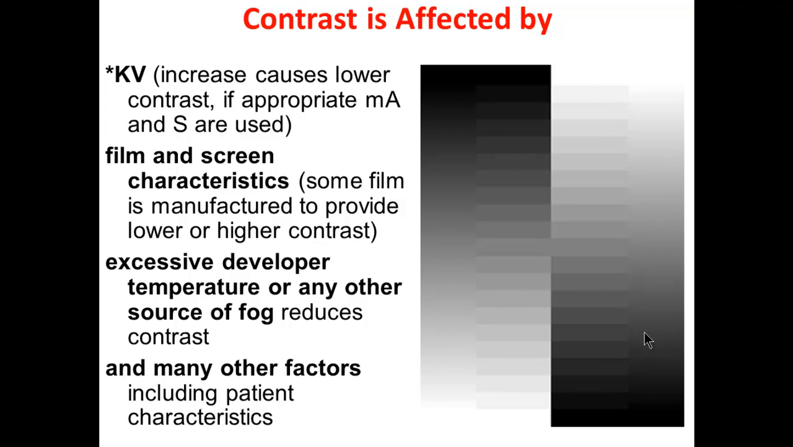And really this is indirectly related to the fact that you have to increase KV if you have a larger patient, which will then increase scatter, and scatter is really a contrast killer. So when it comes to scatter, scatter up, contrast down, and anything that can be done to reduce scatter will increase contrast.